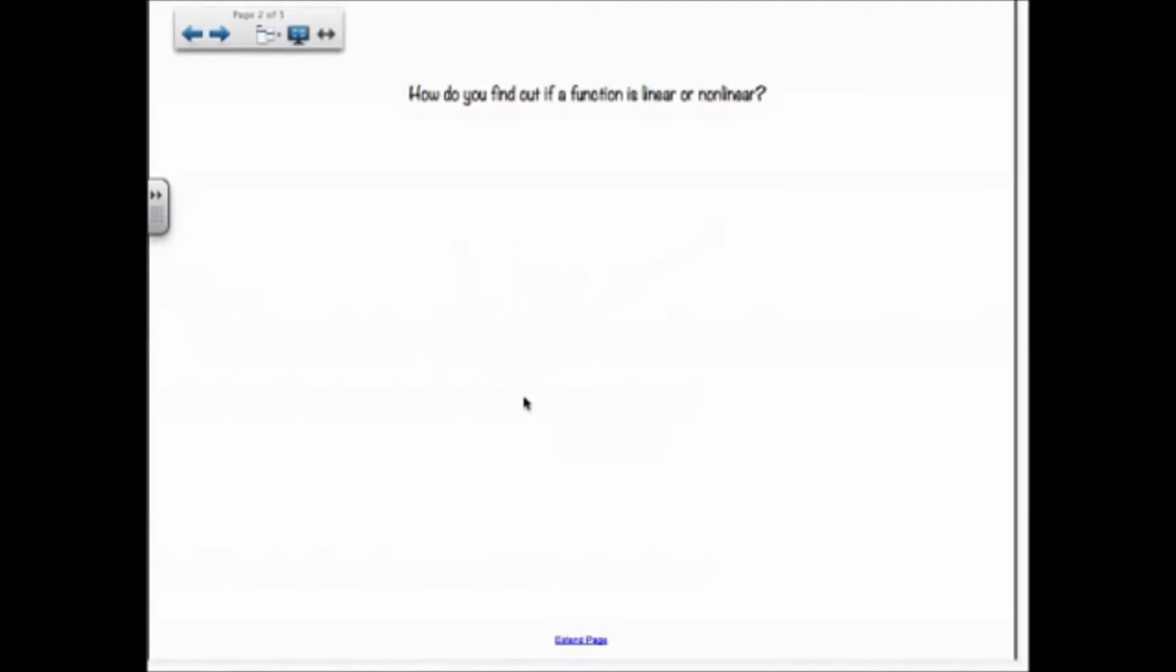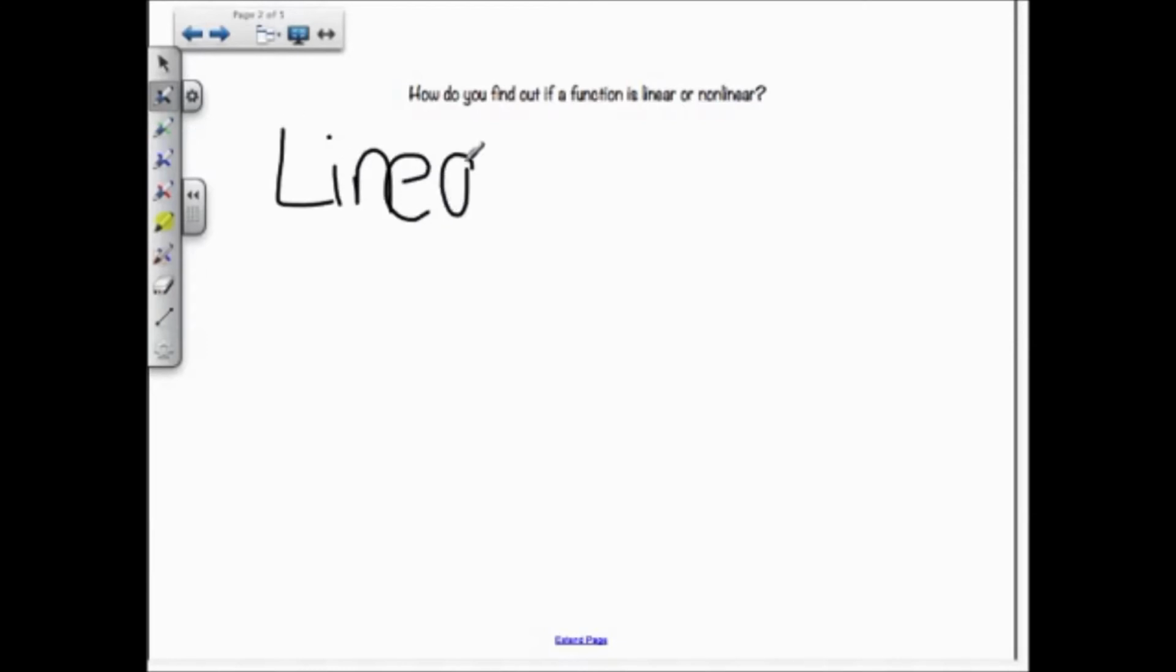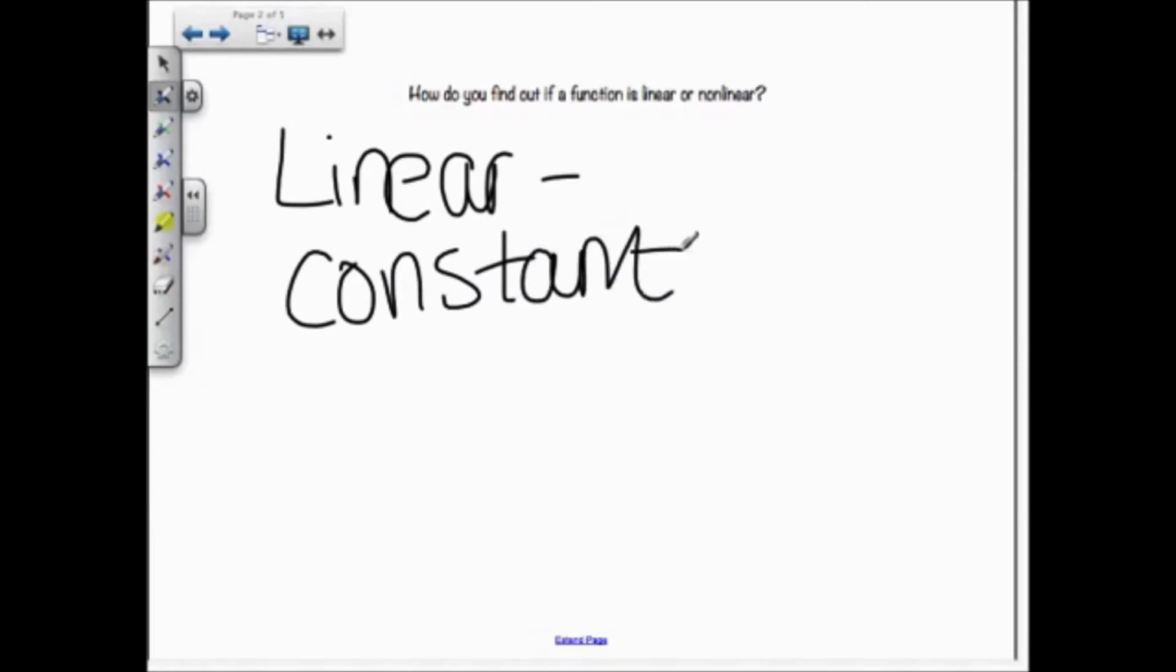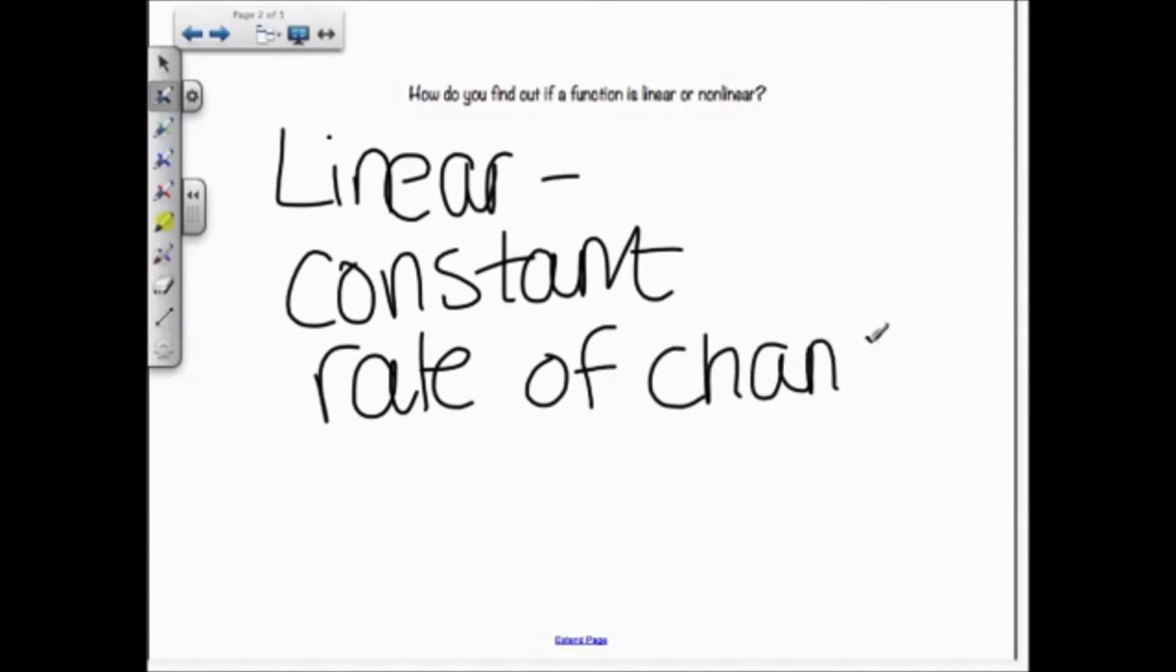It says, how do you find out if a function is linear or nonlinear to begin with? We need to actually understand whether it's linear or not. The way we can tell if something is linear is if it has a constant rate of change. Now, don't forget that another word for rate of change is the slope. So we can also say that it has a constant slope.